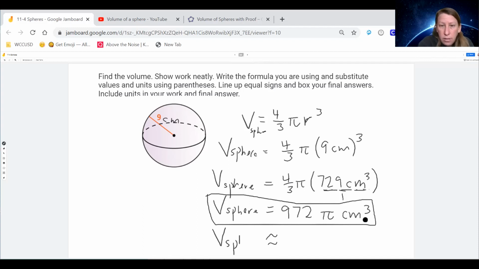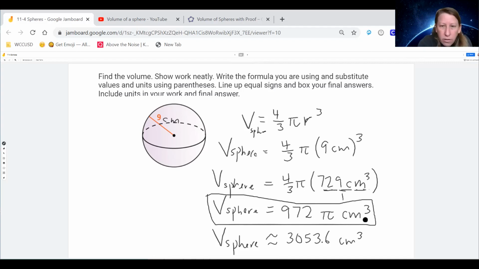And the approximate answer for that, I could multiply by 3.14159, blah, blah, blah, or I could use a pi button. And that would tell me this is about 3,053.6 centimeters cubed. That's kind of big. That's a lot of cubes that are going to fit in there.